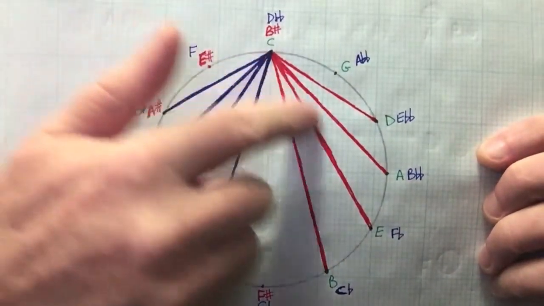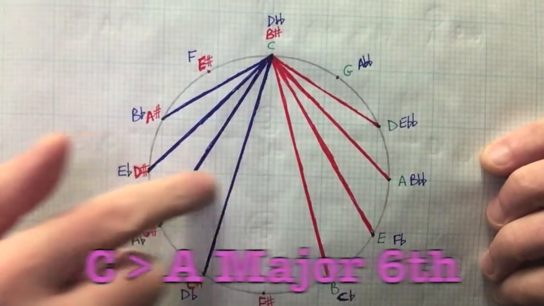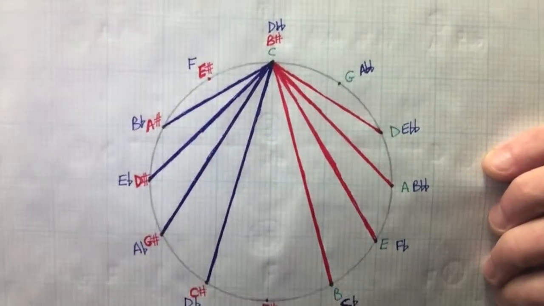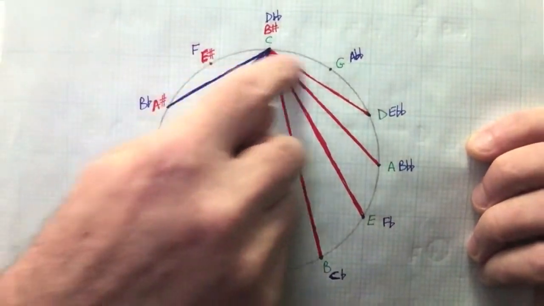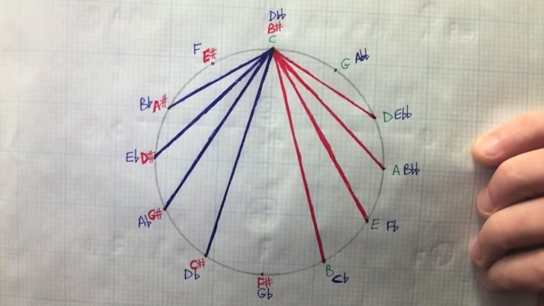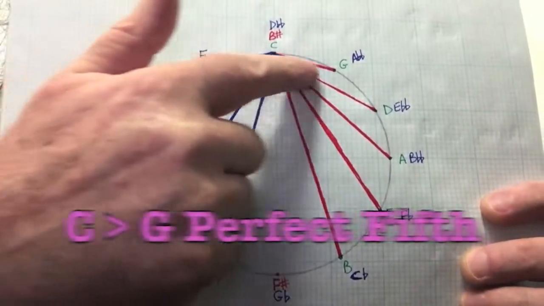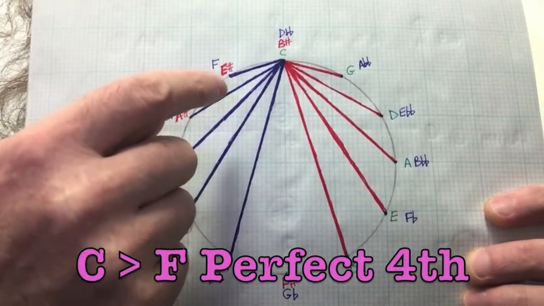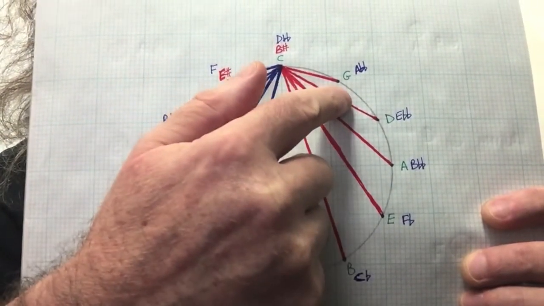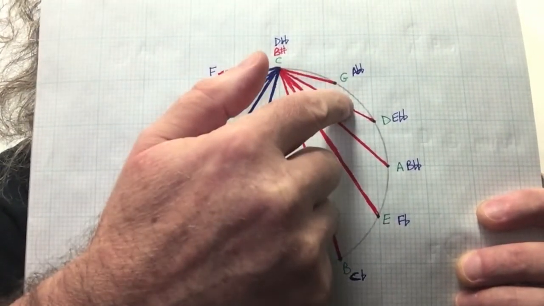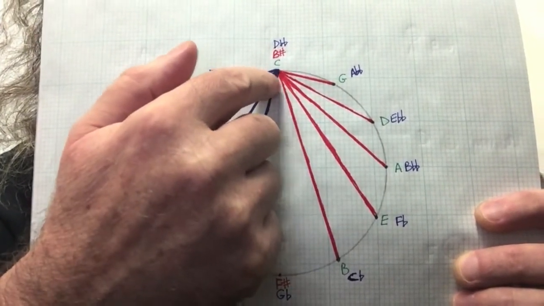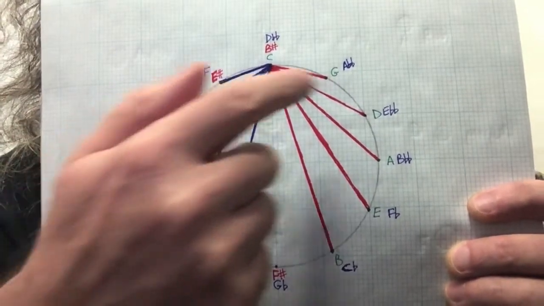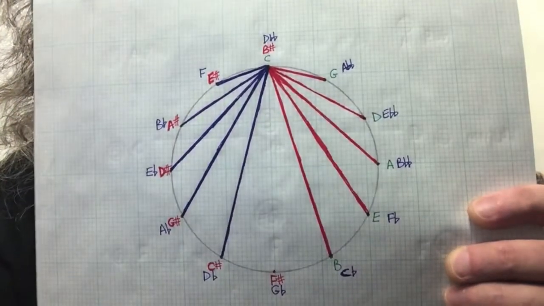Okay, this time C to A is a major 6. E flat is a minor 3rd. Minor 3rd, major 6, 6 and 3 is 9. Major and minor, clockwise, anti-clockwise. Okay, C to G, perfect 5th. C to F, perfect 4th. Although it looks like G would be going in the clockwise, like major direction, and F, the 4th, is going anti-clockwise, like minor direction. But 5 and 4 equals 9.